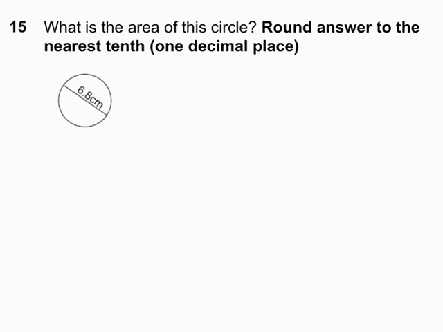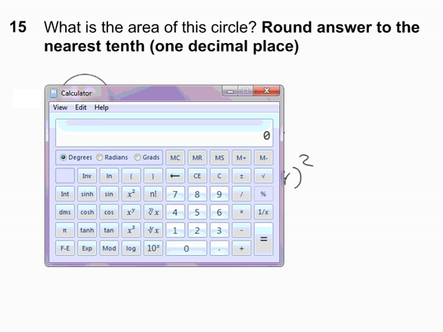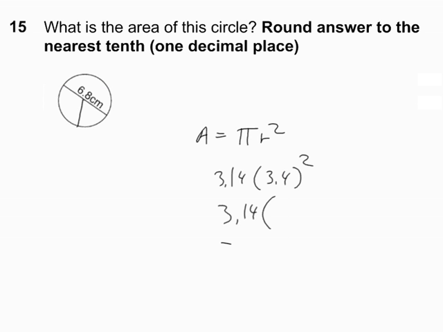Question 15 says, what is the area of this circle? So again, area equals pi r squared. A little bit of thinking going on. If the diameter is 6.8, then the radius is 3.4, squared. 3.14 multiplied by, well, what is 3.4 squared? Well, that is 3.4 multiplied by 3.4, not 2. A lot of people still think it's 6.8, but it's not. It's 11.56.